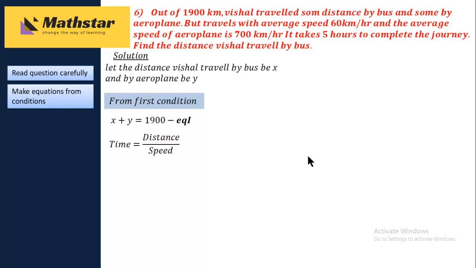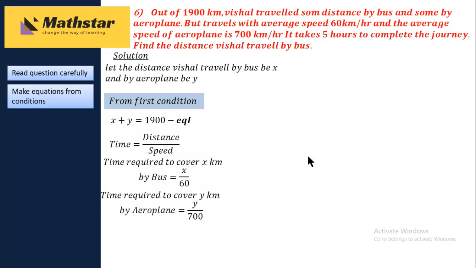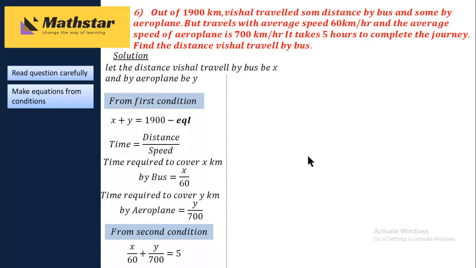From this formula, we get the time required to cover x kilometers by bus is equal to x upon 60 and the time required to cover y kilometers by aeroplane is equal to y upon 700. And to cover all the distance, it requires 5 hours. So from the second condition, we get x/60 + y/700 = 5. With cross multiplication, we get (700x + 60y)/42,000 = 5.